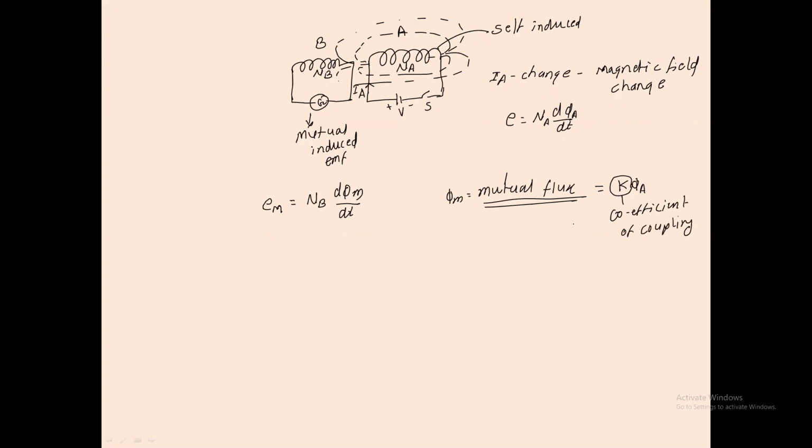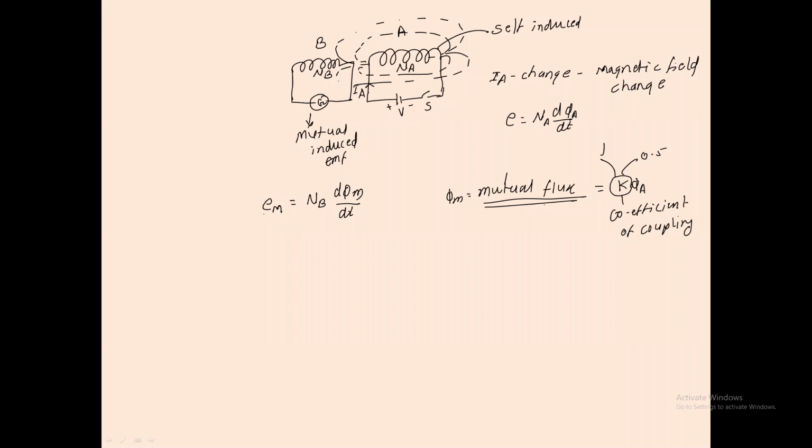मग आता जर मी म्हणलं की 50% फ्लक्स फक्त जर कॉइल बी मध्ये लिंक होतोय म्हणजे के ची व्हॅल्यू किती झाली? 0.5. लक्षात येतंय? जर मी म्हटलं की कॉइल ए न तयार केलेला टोटल फ्लक्स कॉइल बी कडे लिंक होतोय तर कोएफिशियंट ऑफ कपलिंग किती झाला? 1. म्हणजे phi M is equal to phi A झाला. लक्षात येते का कोएफिशियंट ऑफ कपलिंग? येस ऑर नो? येस सर.